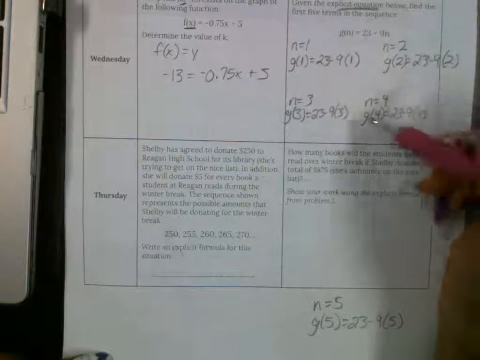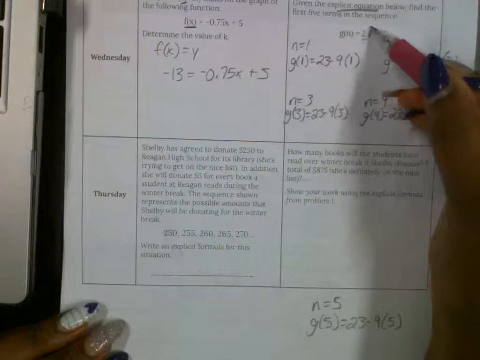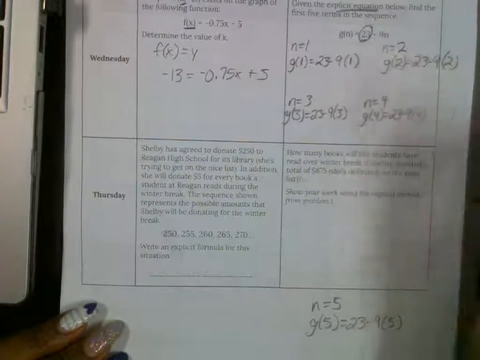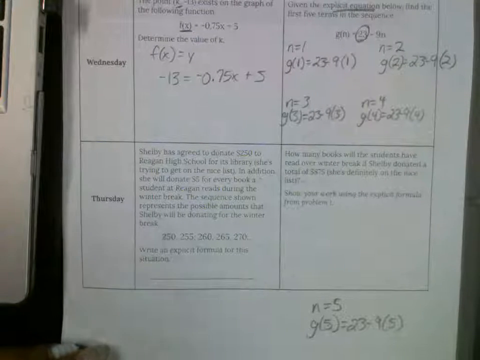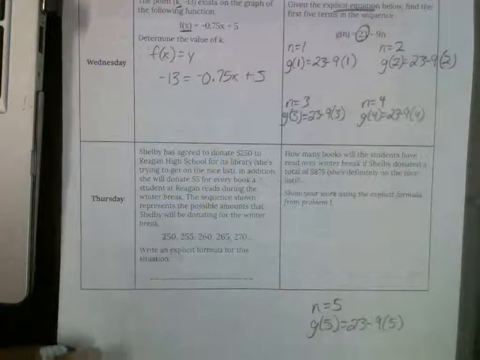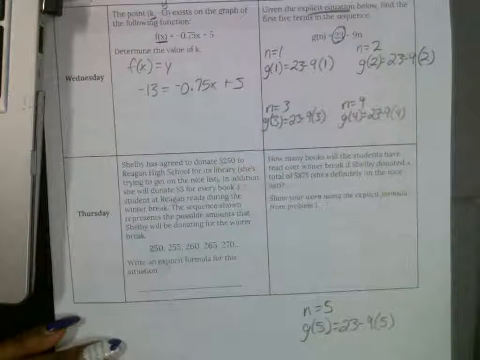First term, second term, third, fourth, and fifth. The 0 number is the starting number, which is 23. So they're not asking for that number. They're asking for the first 5 terms: 1, 2, 3, 4, and 5. Any questions about the warm-up?